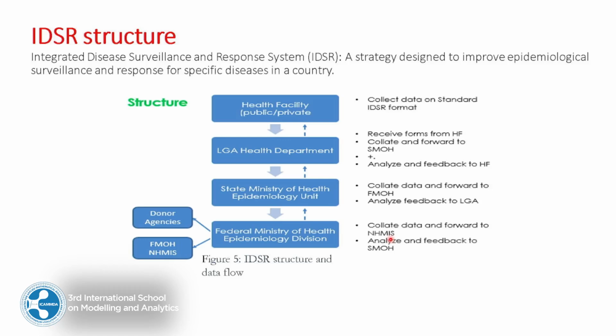All right. So this also flows from the health facility down to the local government. They're able to feed back to the local government on what is happening within the community. So the local government receives forms from the health facilities, collates and forwards them to the state Ministry of Health. And from the state Ministry of Health, they can analyze and feed back to the front line, that is the health facilities within the community, and also feed back to the national level. They also forward data to the Federal Ministry of Health, who analyze it and feed back to the local government.